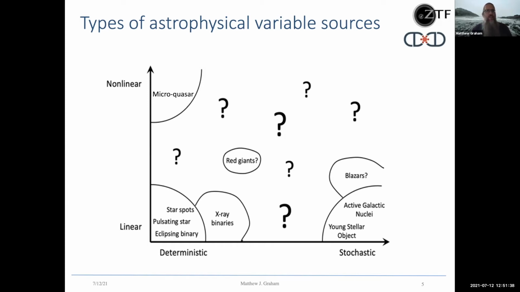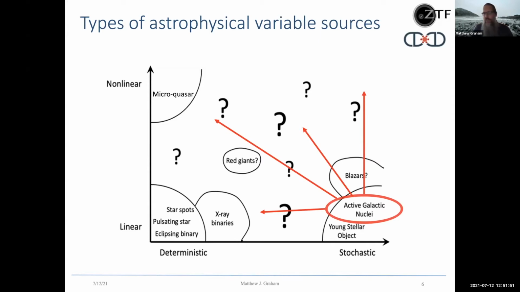And what we've been doing for the last 10, 15, 20 years is putting AGN into this linear stochastic bucket down at the bottom right. But the question is, is that really where it belongs? Are we thinking about the types of behavior or the types of model that are driving AGN variability in entirely the wrong way?